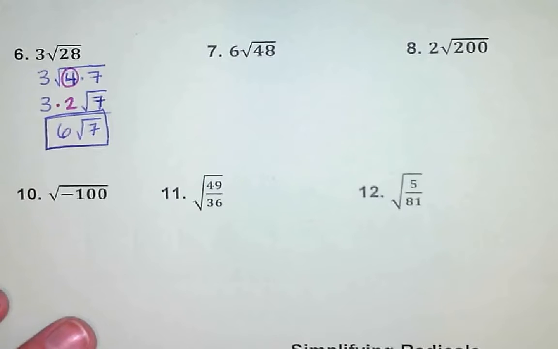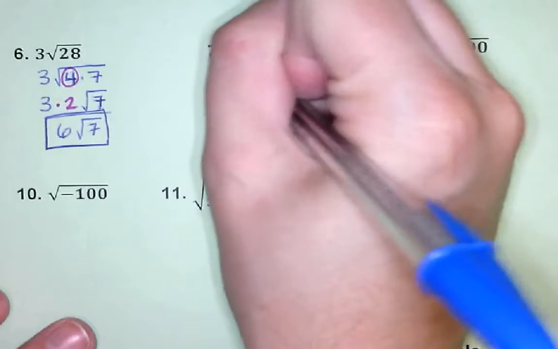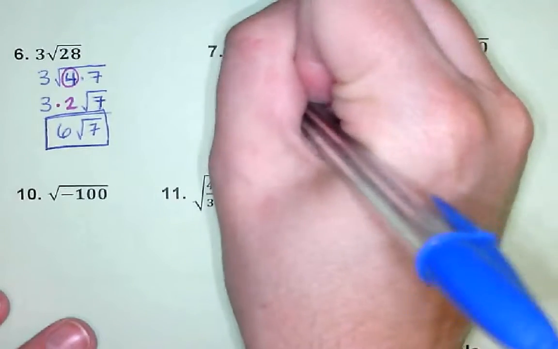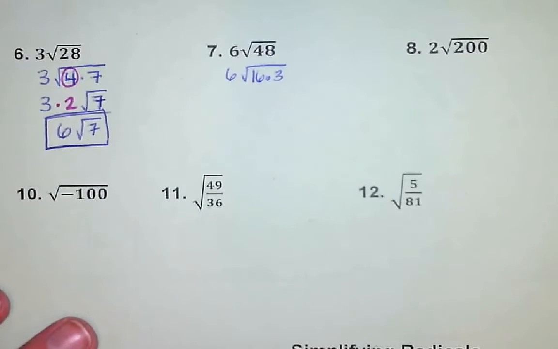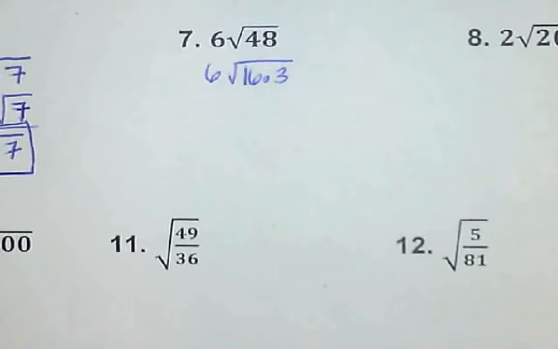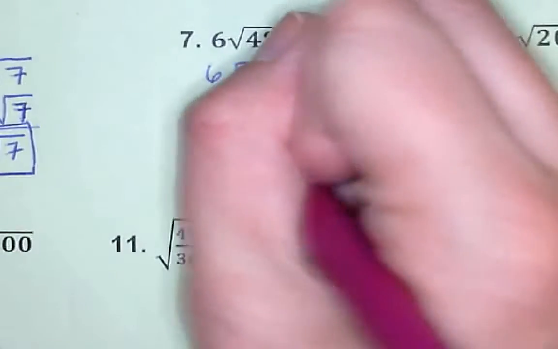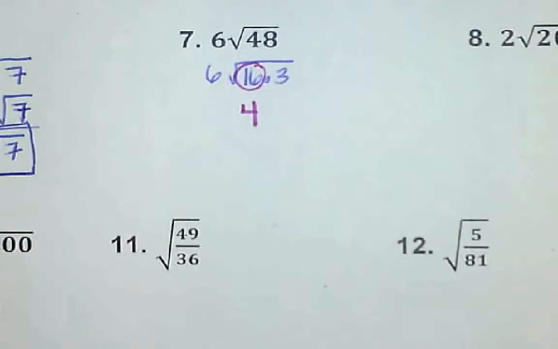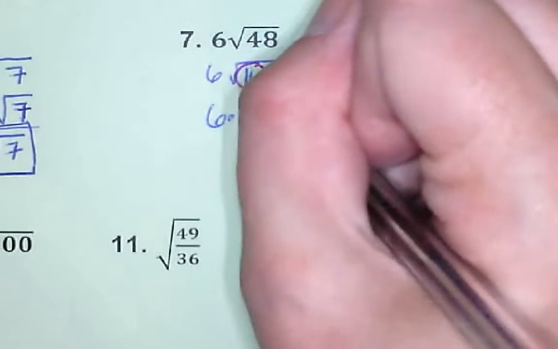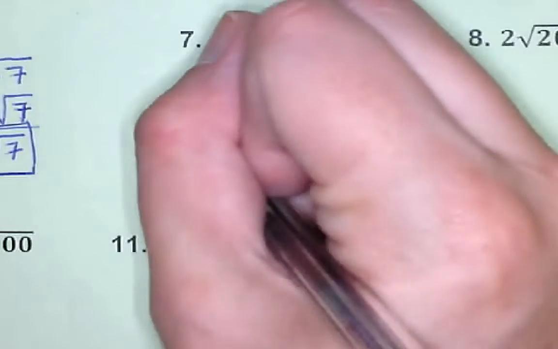For 48, we do 16 times 3. 16 is the largest perfect square factor for 48. Excellent job. All right, and then what is the square root of 16? 4. So that becomes 6 times 4, and then our little 3 was left inside of the radical. So it's times the square root of 3. So that becomes 24 square root of 3.